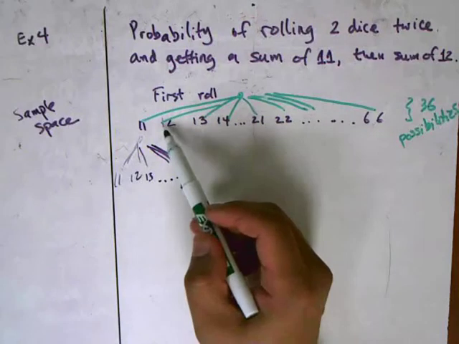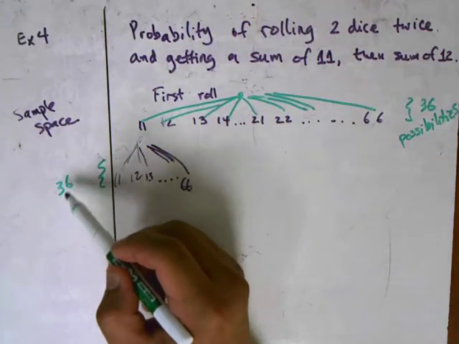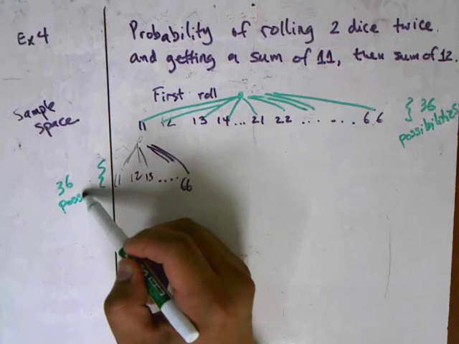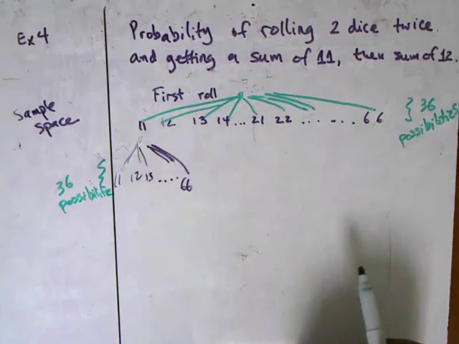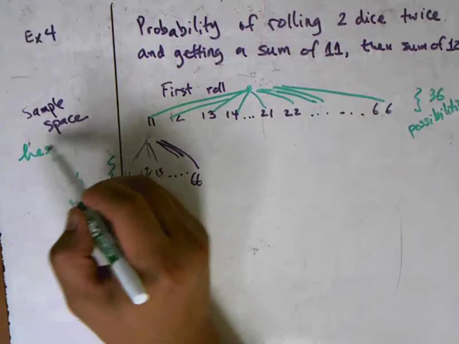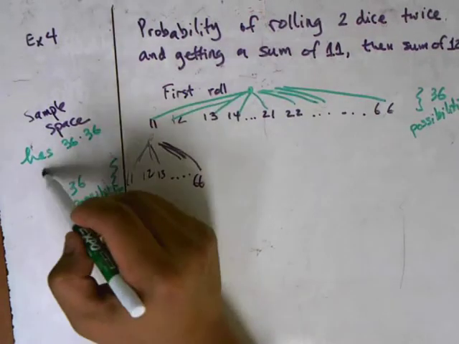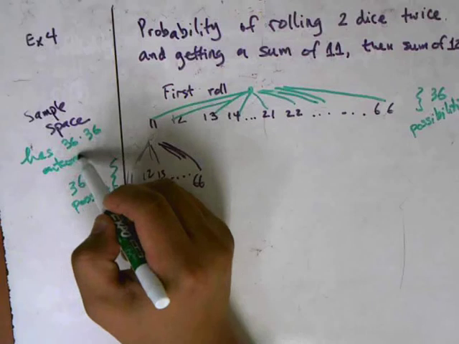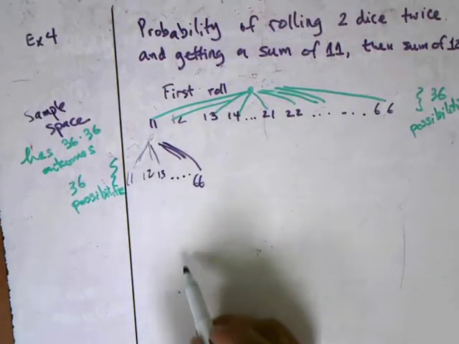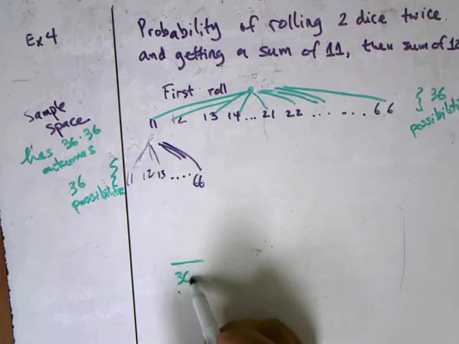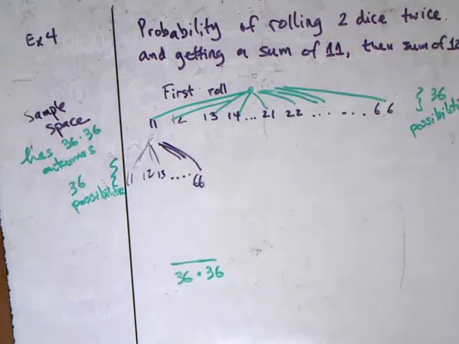Okay, so each one of these branches is going to split up that way. So this is another 36 possibilities. So in other words, the sample space has 36 times 36 outcomes. Okay. So we know that then our denominator is going to be 36 times 36.